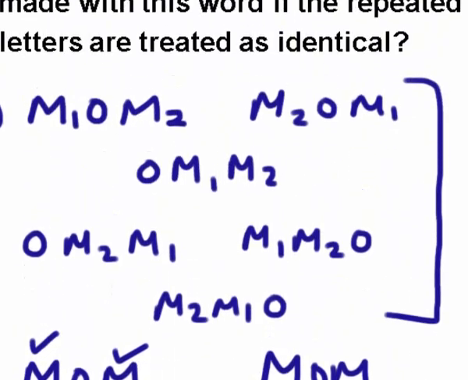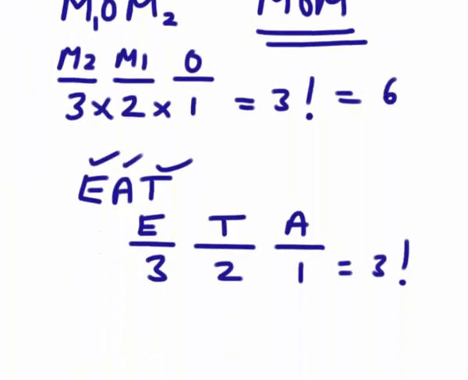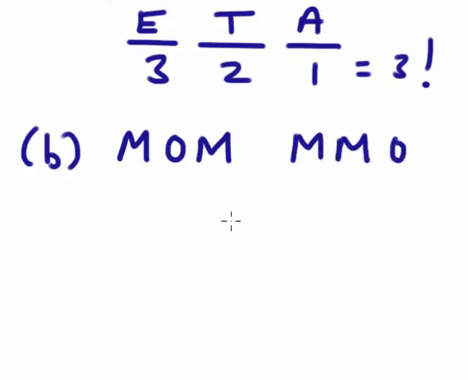Now look at part B. It says, how many word arrangements can be made with this word if the repeated letters are treated as identical? Now watch this, this is interesting. If you've got M, O, M, you remove those 1s and 2s, and you've got the word mom. But you could have also had M, M, O, or O, M, M. There's only 3 options available if you treat the letters as the same.